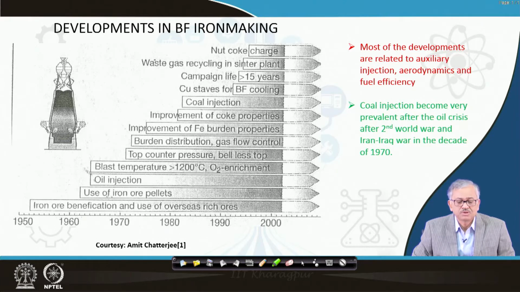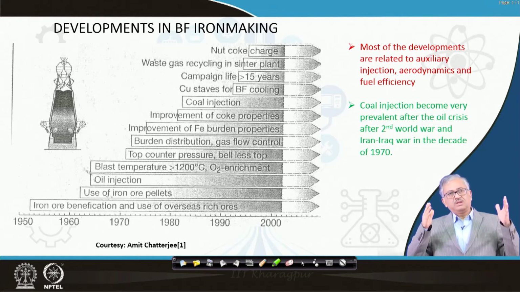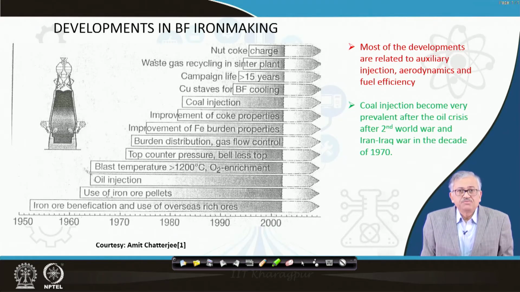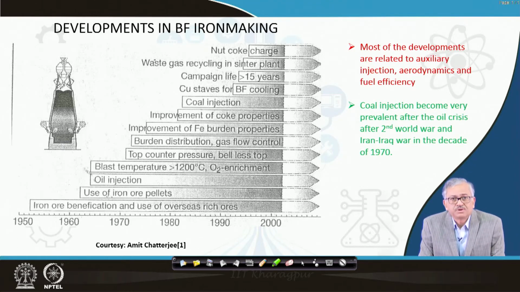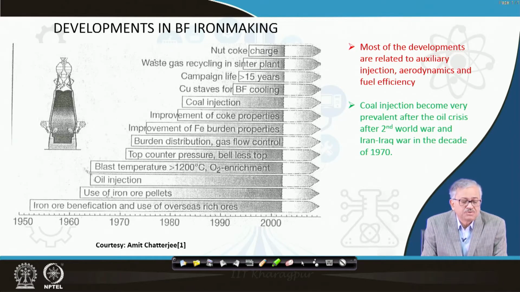There is the refractory lining. That is another problem that can suddenly stop the blast furnace, because if you don't look after the refractory, then you have to stop the blast furnace. So that's why refractory cooling came using the copper step, and then the campaign life became greater than 15 years. So 15 years you can work continuously without having to stop.